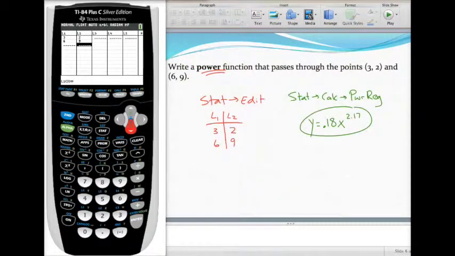Our next problem looks very similar to what we've just done, so be careful. This time they ask us to write a power function, which is not exponential. This one does not have an x in the exponent. You'll see that when we run our model, the x is just a base with an exponent on it.